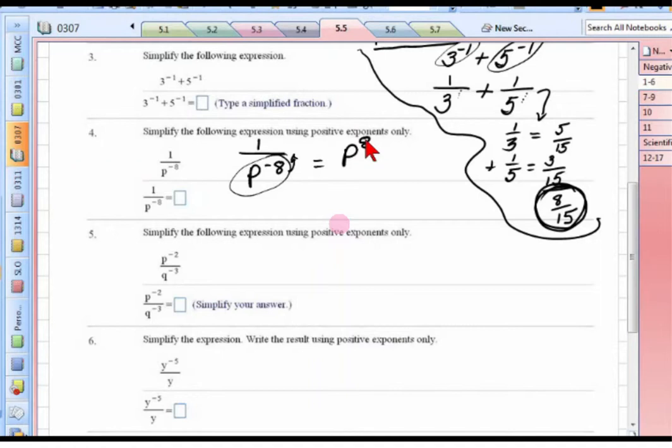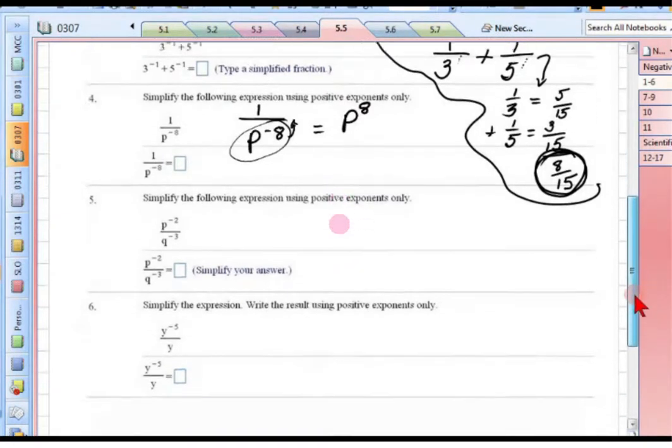What's it over now? 1. Do I write that? No. So if you have a base with a negative exponent on top, it moves to the bottom. If you have a base with a negative exponent on bottom, it moves to the top. It always says move me. And the only thing that changes signs is the exponent when it moves positions. Exactly.